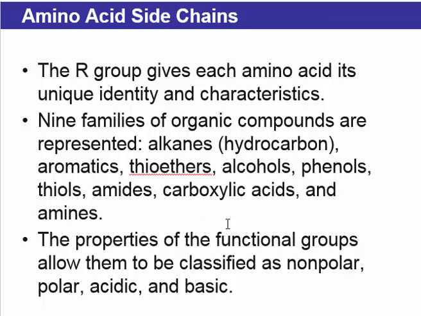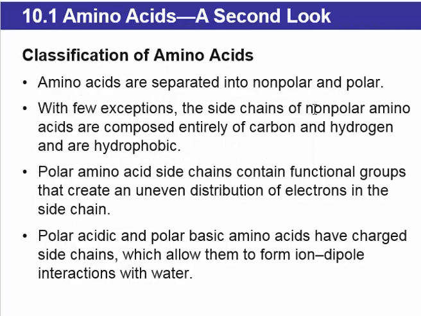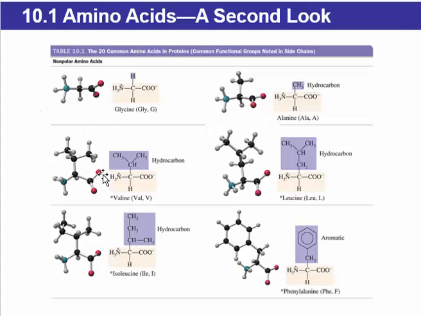These side groups allow the amino acids to be classified as nonpolar, polar, acidic, or basic. And the distinction between nonpolar and polar is pretty important. Remember, nonpolar means hydrophobic and polar means hydrophilic. So this side chain, whether it's nonpolar or polar, will define how it interacts with water. With a few exceptions, the side chains of nonpolar amino acids are composed entirely of carbon and hydrogen.